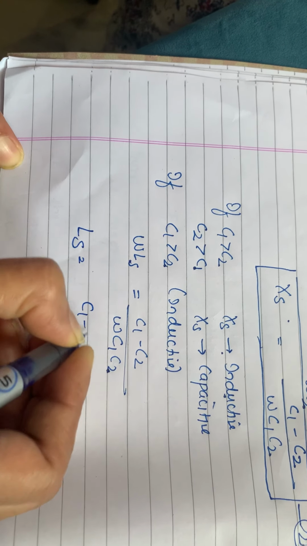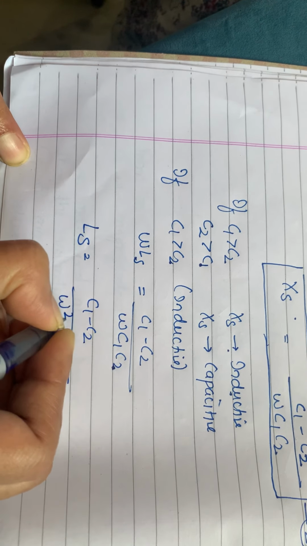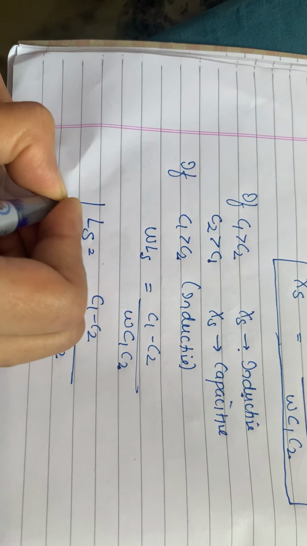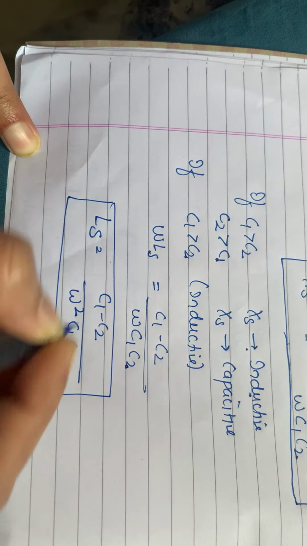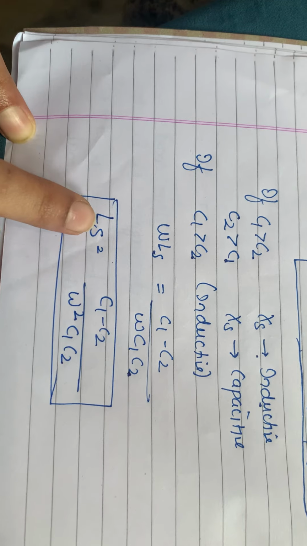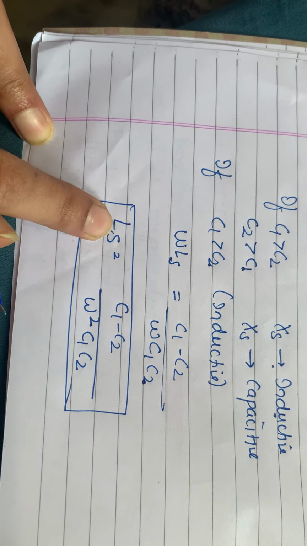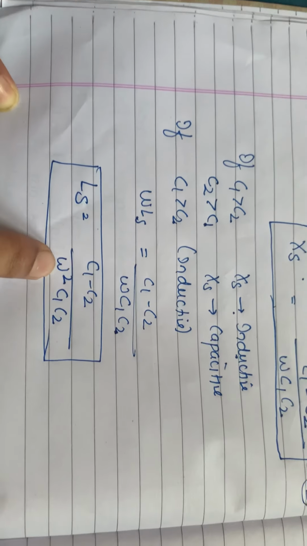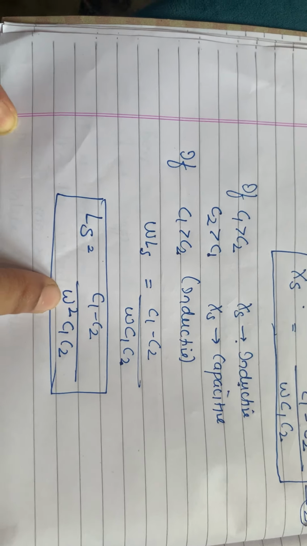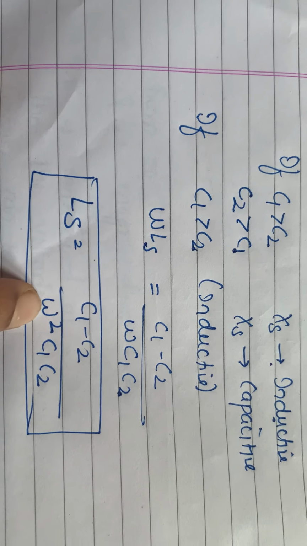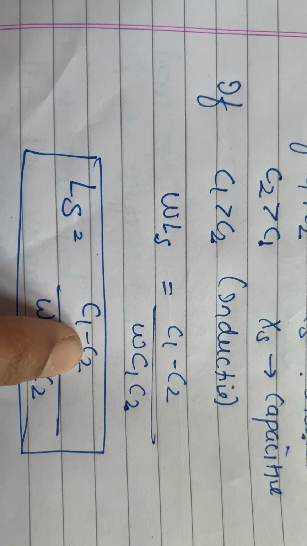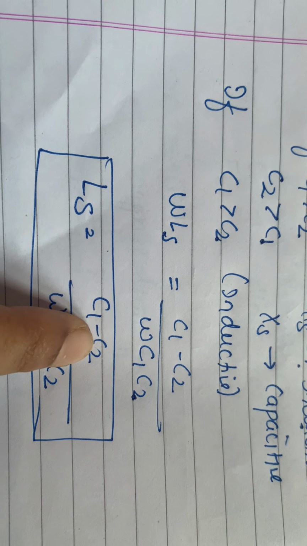It will be (C1 minus C2) upon omega square C1 C2. So this is how you are going to find out the unknown value of the inductor if C1, C2 and omega are known to you, which are now known to you. Because frequency is known to you, and C1 and C2 you have noted from the two measurements.